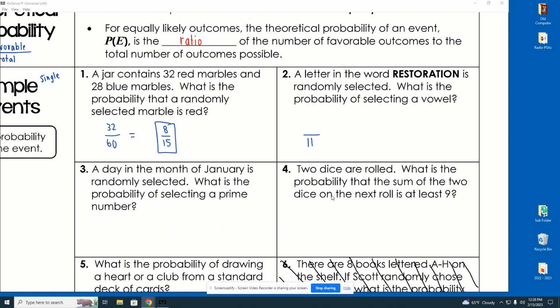So how many vowels do I have? They're A, E, I, O, and U. So we got an E, there's 1. We got an O, 2. A 3, I 4, O 5. So in this word, there are 5 out of 11 favorable opportunities. What is vowel? Vowel is what we call our letters A, E, I, O, and U. Those are vowels.